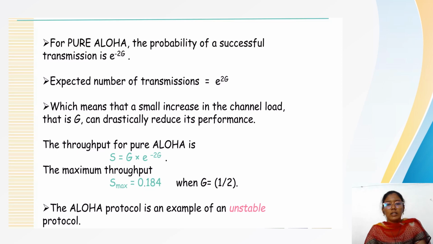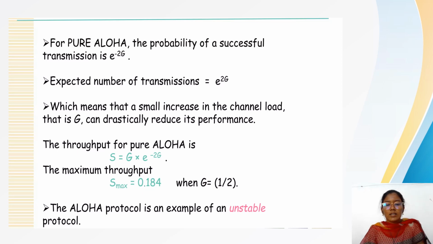For pure ALOHA, the probability of a successful transmission is e^(-2G). The expected number of transmissions is e^(2G), which means that a small increase in the channel load, that is G, can drastically reduce its performance. The throughput for pure ALOHA is S = G·e^(-2G), and its maximum throughput is 0.184, where G = 1/2.